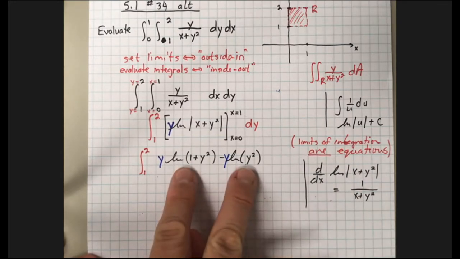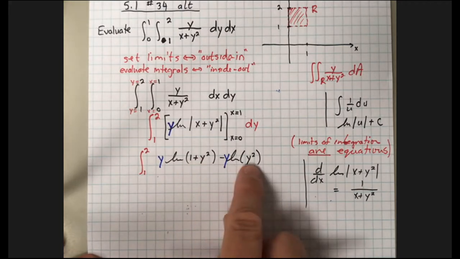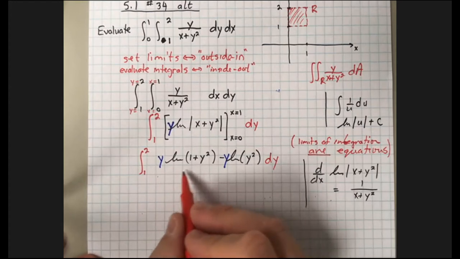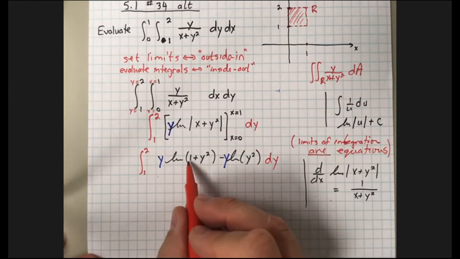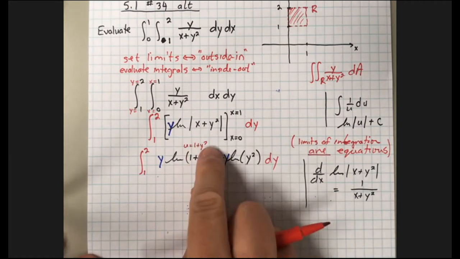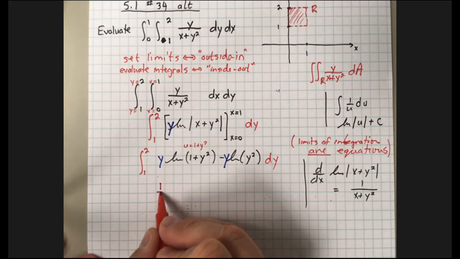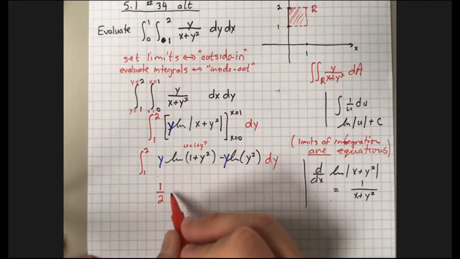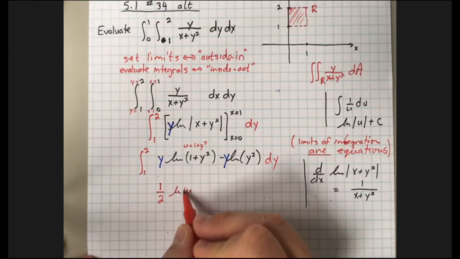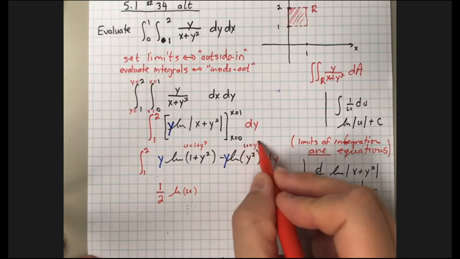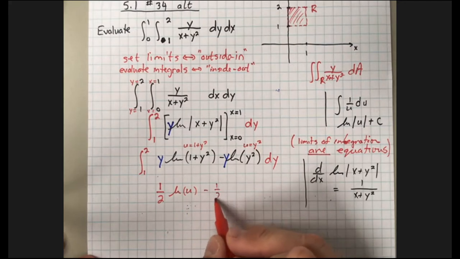I could combine them, say y over the natural log of 1 plus y squared over y squared. Maybe it'd be fun to practice doing that, but I'll just do this with a u substitution. If u is equal to 1 plus y squared, then du is 2y dy. So this is 1 half times the natural log of u. And this is similarly u equals y squared right here, minus 1 half.